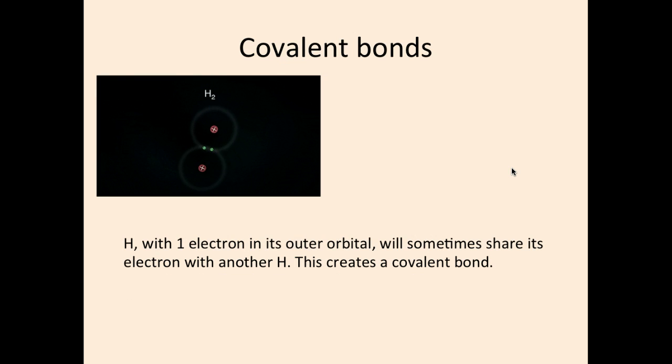A covalent bond, on the other hand, forms when the electrons are shared. Rather than having a give and take where one becomes positive and one becomes negatively charged, in this case, the two atoms are going to share. In this case, they're hydrogen, so they're going to share their single electron, and the electron will orbit around both of the nuclei for each of the hydrogen atoms, and this will create a covalent bond. This is a very strong bond.